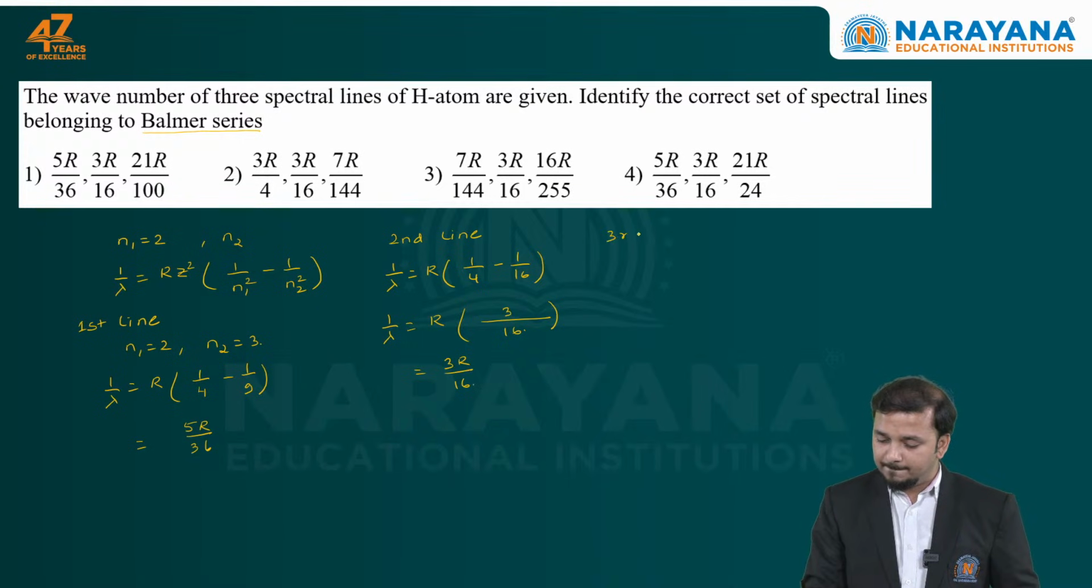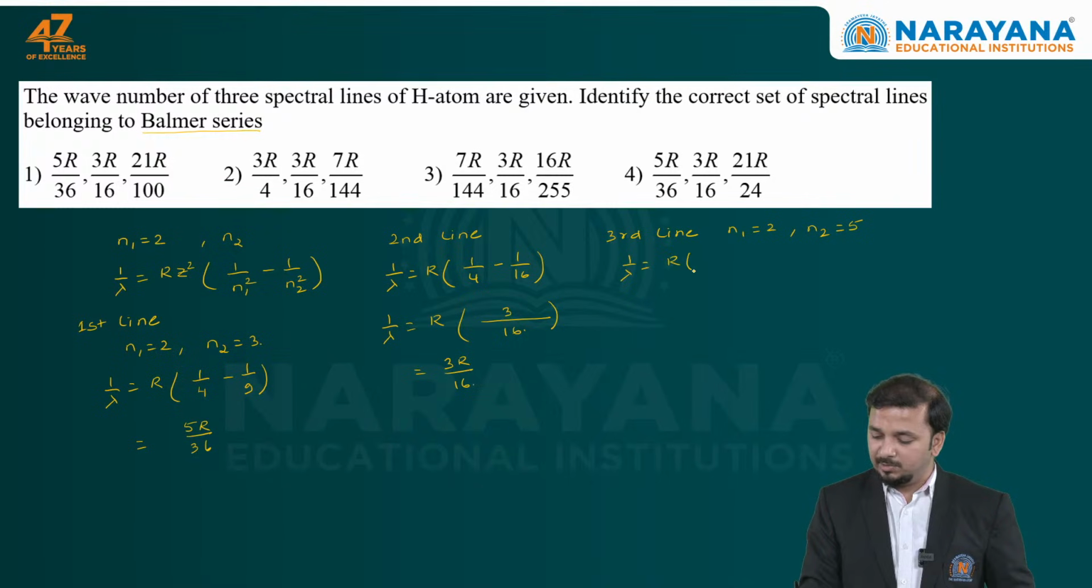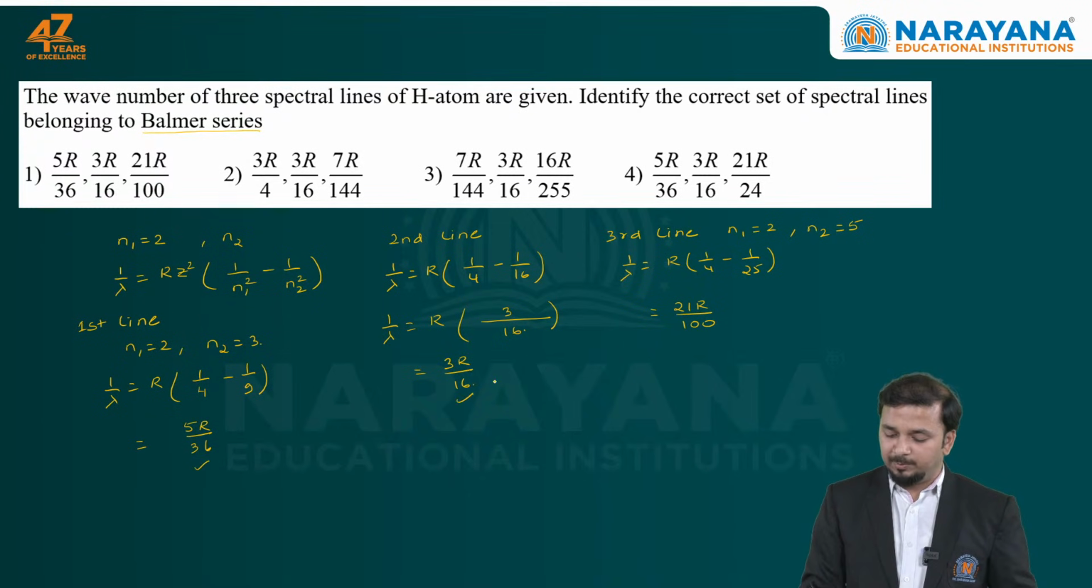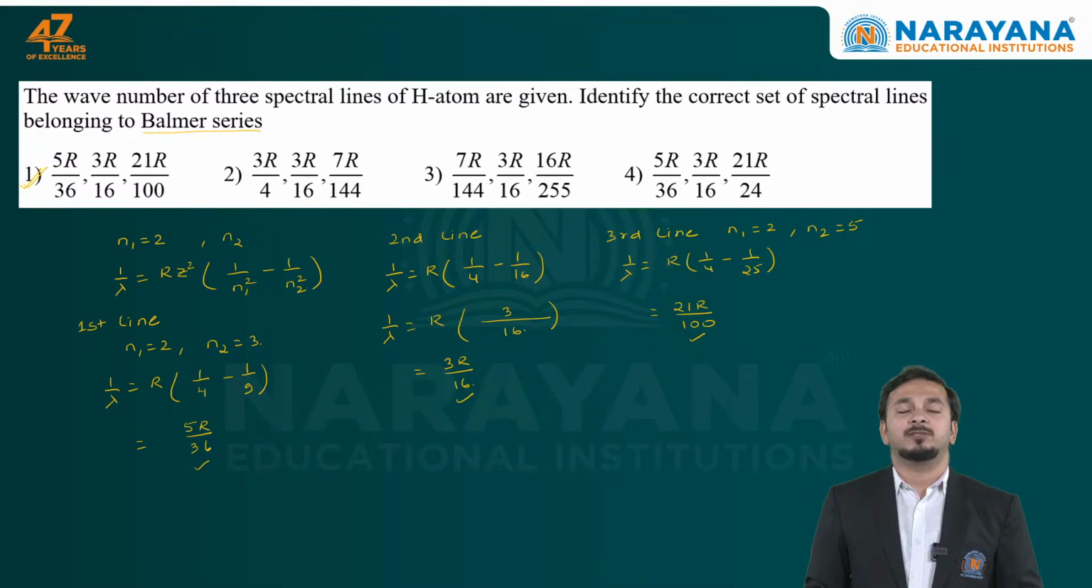Now the third line. For the third line, we know N1 is equal to 2, N2 will be 5. If I substitute over here, 1 upon lambda is equal to R into 1 by 4 minus 1 by 25. On simplifying this, it will become 21R by 100. So these are the wave numbers of the first, second and third lines of the Balmer series of the hydrogen atom. So the correct answer for this question is option 1. This question again is a moderate level question because we have to do so much calculation in this.